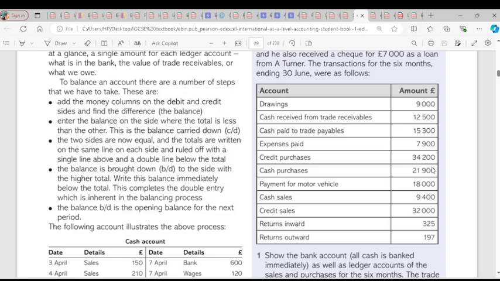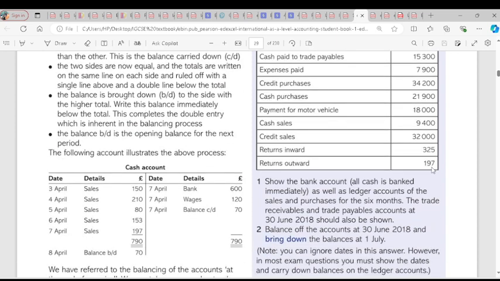Let me read the question. Show the bank account or cash at bank. So here, all the transactions are done already, and we have to balance. Now, how do we balance? We start with the bank account. Based on this, our credit side of the bank account is more than the debit side. When we added up all the credit side of the bank account, we had 72,100.